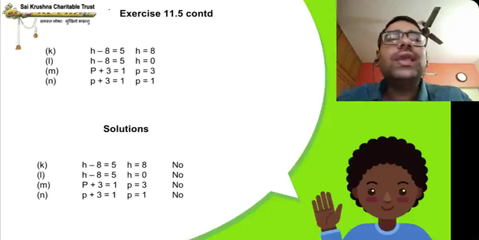No. h minus 8 equal to 5. Instead of variable h, if you put 0, 0 minus 8 is what? Minus 8. Minus 8 and 5, are they equal? No. Therefore, the equation is not satisfied.